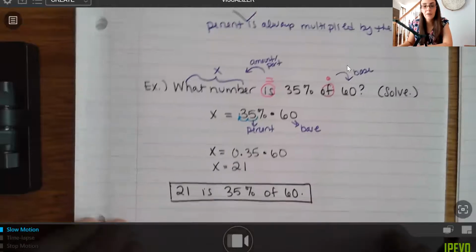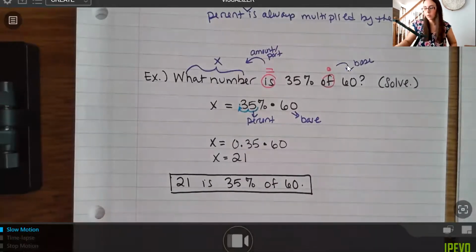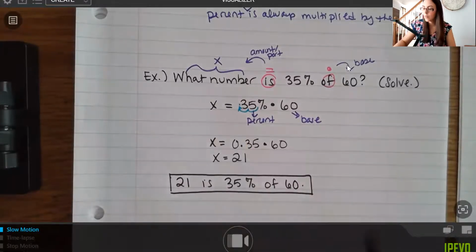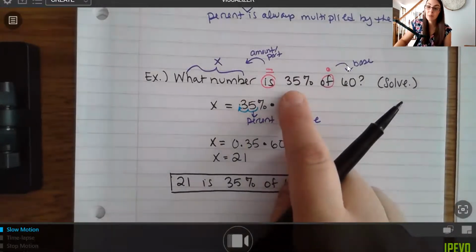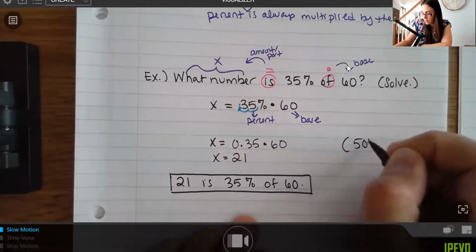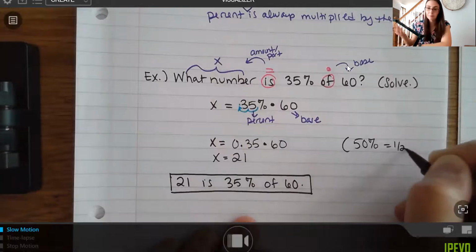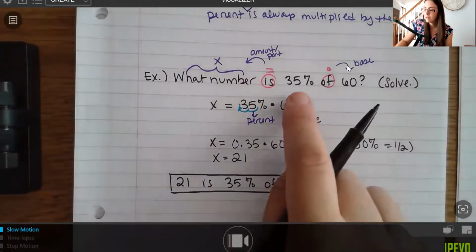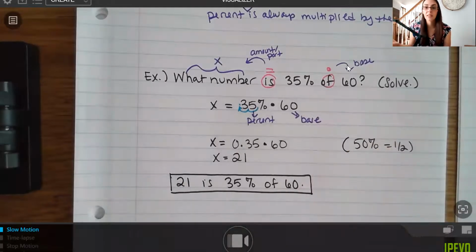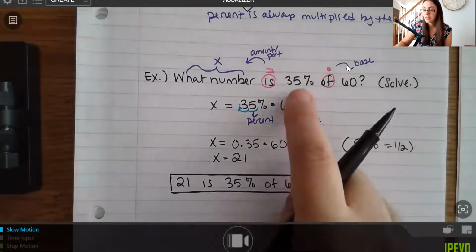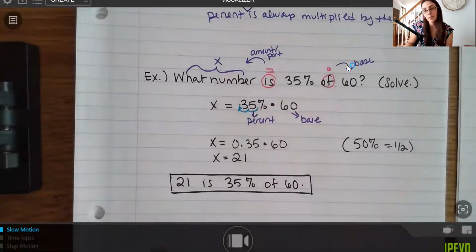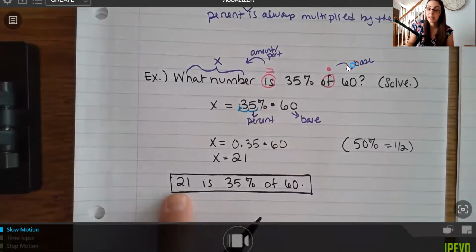Now, you do want to get in the habit of checking this. So obviously you could plug the 21 back into your equation, but also think about it logically. So 35, I usually do it by halves, right? 50% would be half. So as a little side note, 50% is equal to half of something. So if I had 50% of 60, well, that would be 30, right? Half of 60 is 30. This is less than 50%, so I should expect my answer to be less than 30, and it is. So it seems like a reasonable answer here.